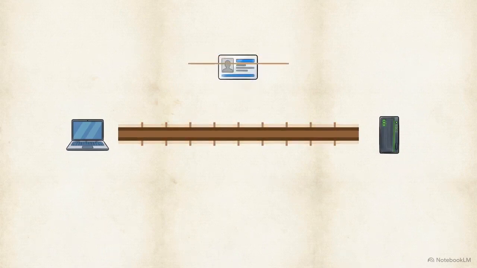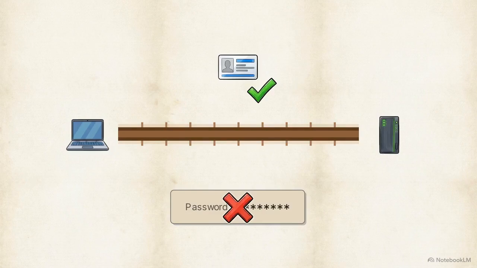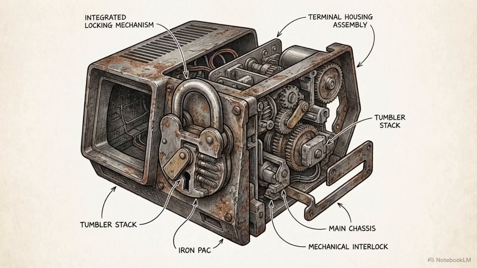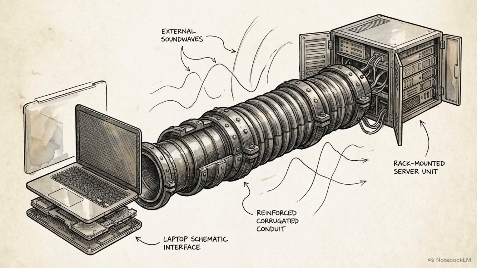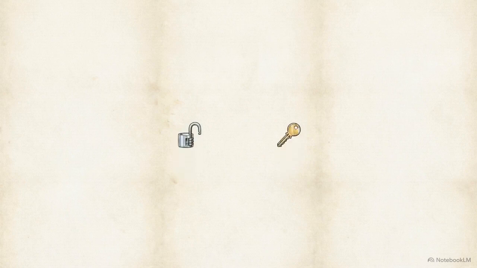It needed a mechanism that allowed you to prove exactly who you are without ever actually sending your password over the wire. That solution is called Secure Shell, or SSH. Think of SSH as a heavily armored, soundproof tunnel built directly between your laptop and a remote computer. To make this work, SSH replaces passwords with a two-part locking system.